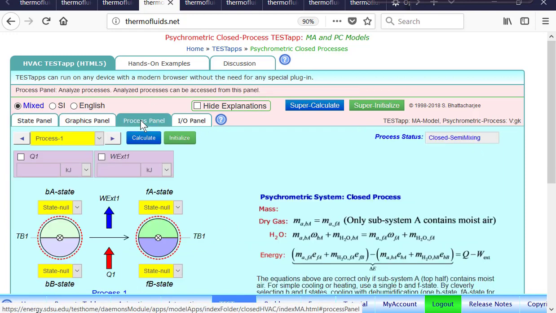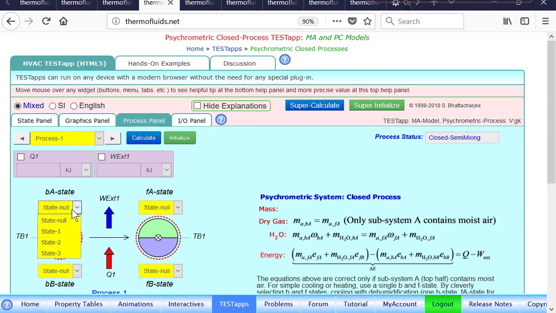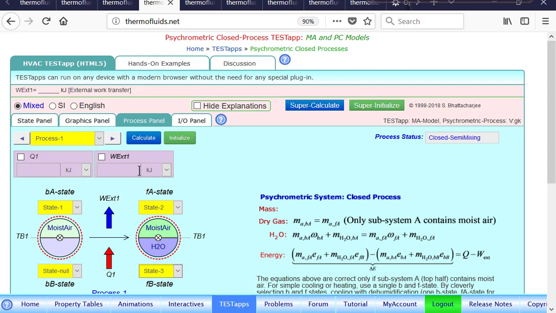Okay, in the process panel, we have a single beginning state. We leave this BB state alone because we have just moist air. And in the final state, we have state 2 is the moist air, and state 3 is our H2O, the condensate. So now that we have loaded the states, we know the work is 0 because it's a constant volume process. There is nothing else going on, no electricity, no external work. If you click the calculate, heat transfer is calculated.